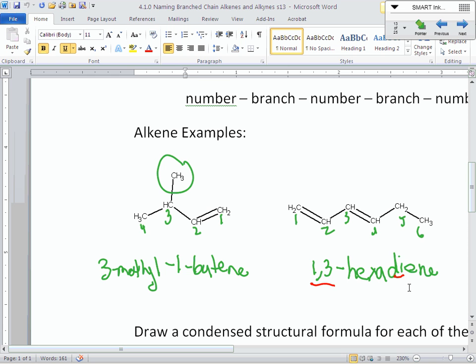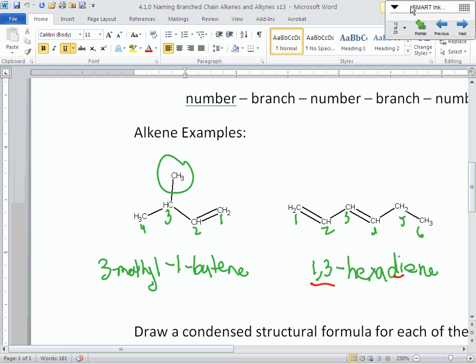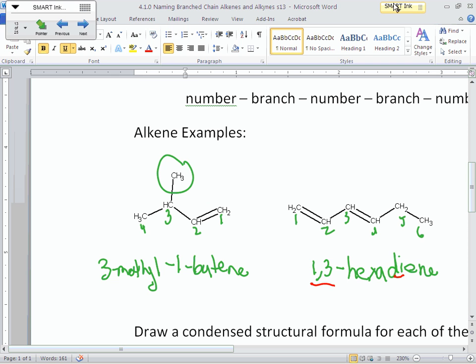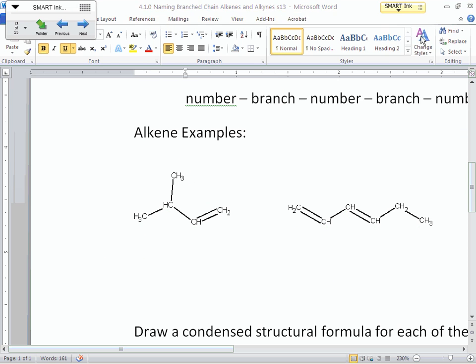Let me know if you want me to stop anything, because I'm going to clear this screen here. Clearing the screen. And Smart Ink is off. Oh, that's because I'm still running this thing. Get out of the way. You get out of the way. Smart not connected. Clear Ink. Still works.